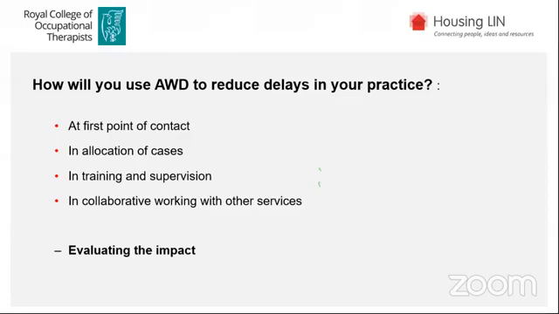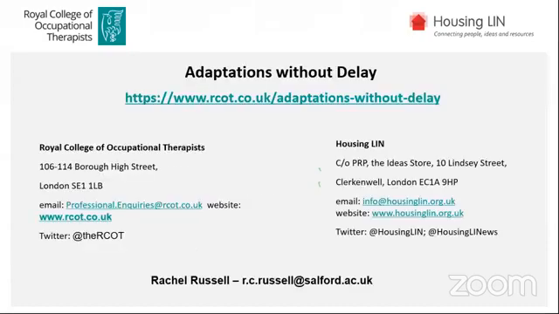One of the things that we really want you to do going forward, and that we really need to do in housing, particularly with adaptations, is evaluate the impact of what we're doing. So we need to be measuring the outcomes that we achieve through the work that we do with individuals when we use adaptations to improve health and well-being. So that's the link to the publication.